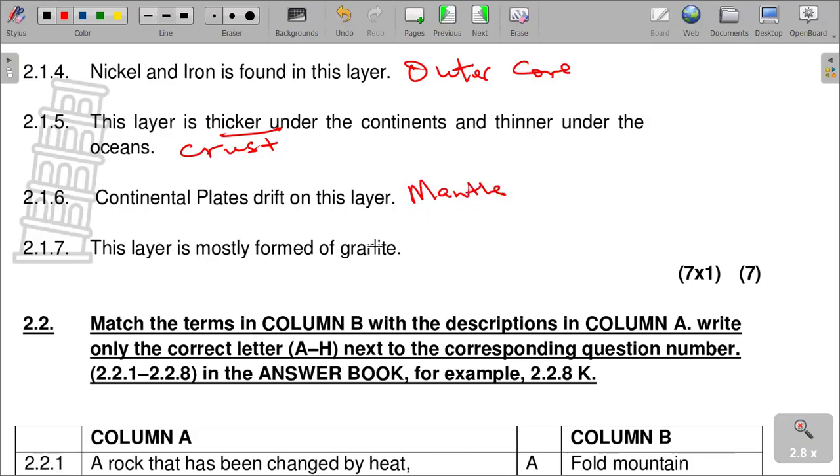This layer is mostly formed of granite rock. It is the what? The Earth's crust. I'm sure that you know that on the crust is where we found minerals and where we found rocks.